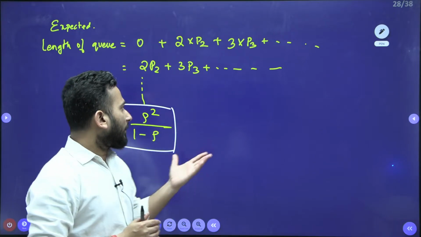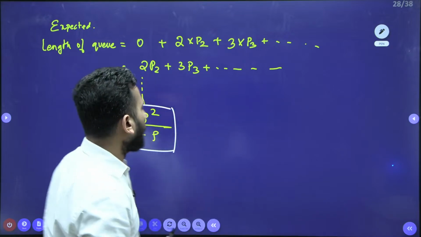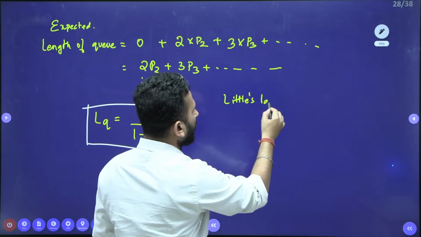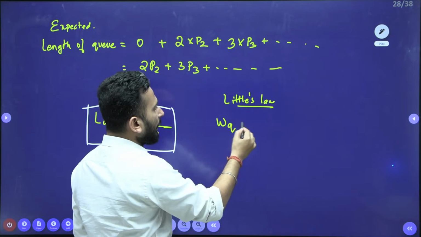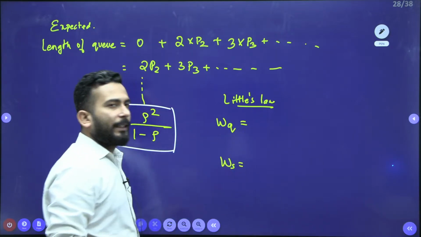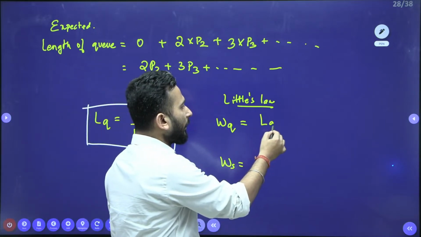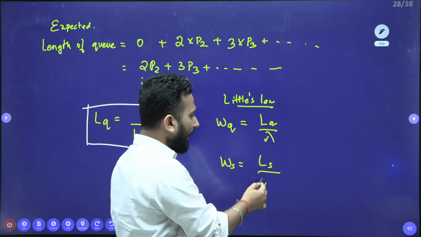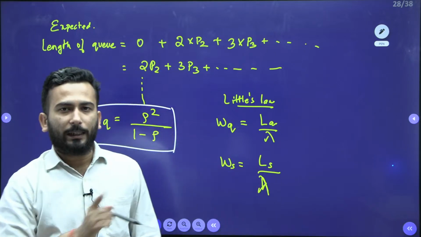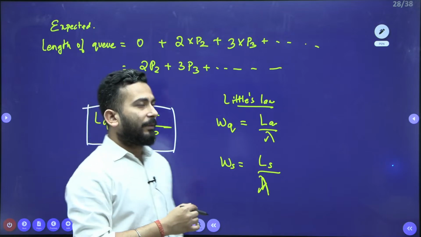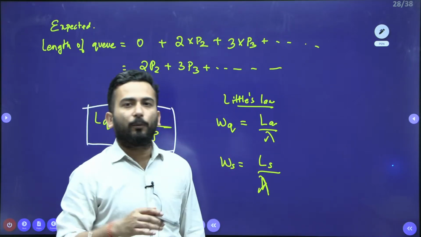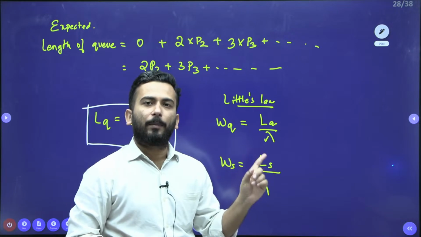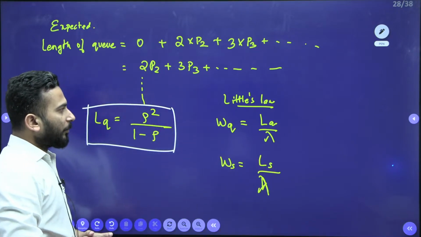Now, my dear friends, length of the queue is fine, length of the system is also done, and now it's time for Little's law. What is Little's law? Little's law gives you waiting time in the queue and waiting time in the system. Waiting time in the queue is length of the queue divided by lambda. Length of the queue is already found out. Waiting time in the system is length of the system divided by lambda. Lambda is the arrival rate. Also don't forget that if they ask for waiting time in minutes and you substituted lambda in terms of hour, you have to convert hours to minutes by multiplying by 60. All these small things, my dear friends, do not forget.